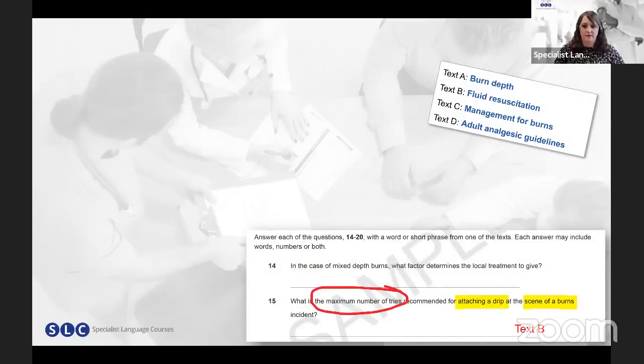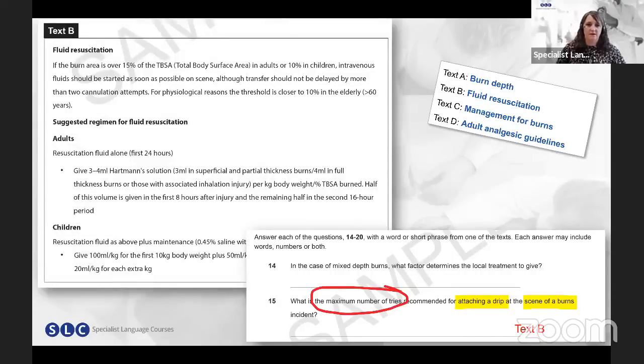All right, so take a look at our answer. We're looking for the maximum number of tries recommended for attaching a drip at the scene of a burns incident. Remember that you may also need to look for synonyms. Remember those synonyms that you need to scan for. So scan for drip or a synonym, and attaching or a synonym. And again, we're looking for tries or a synonym.